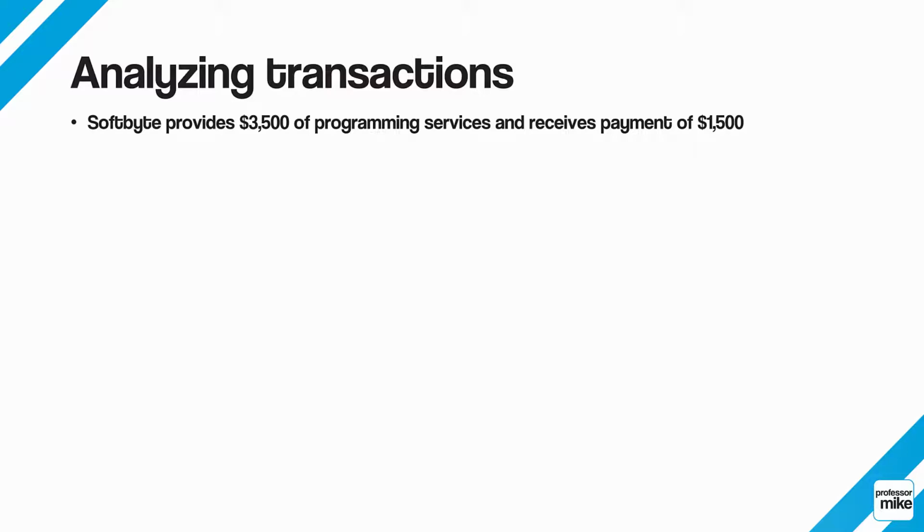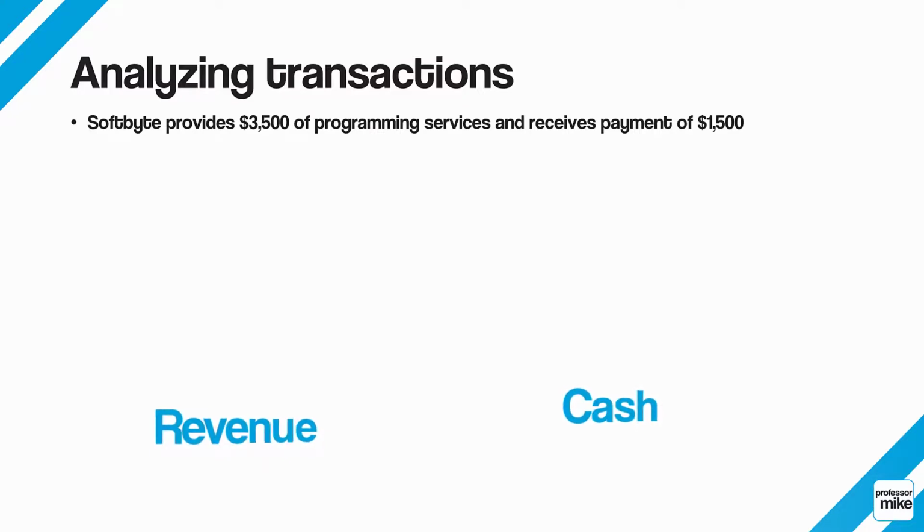So they provide $3,500 of programming services. So revenue is going to be affected, right? Because they did the thing that the business does. They receive payment, that means cash, of $1,500. So cash is going to be affected. So revenue's gone up by $3,500. Cash has gone up by $1,500. What are we missing here? There's about $2,000 that we're missing.